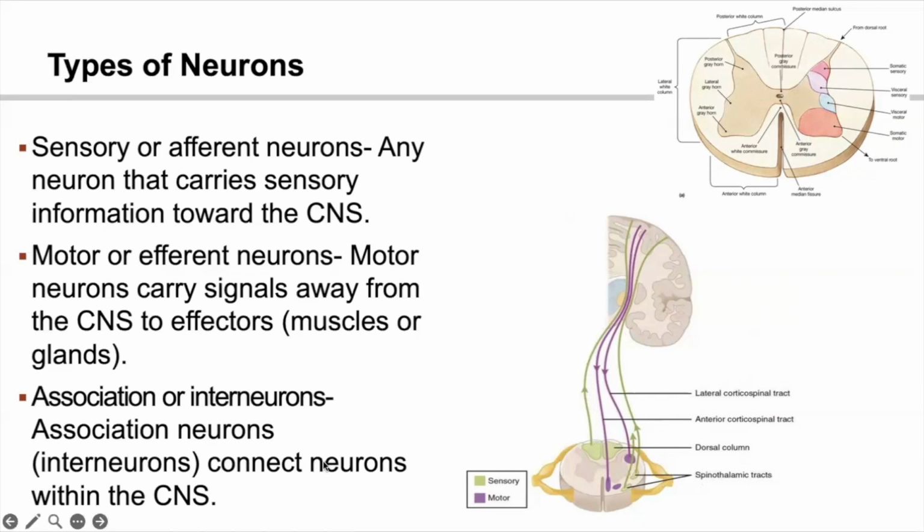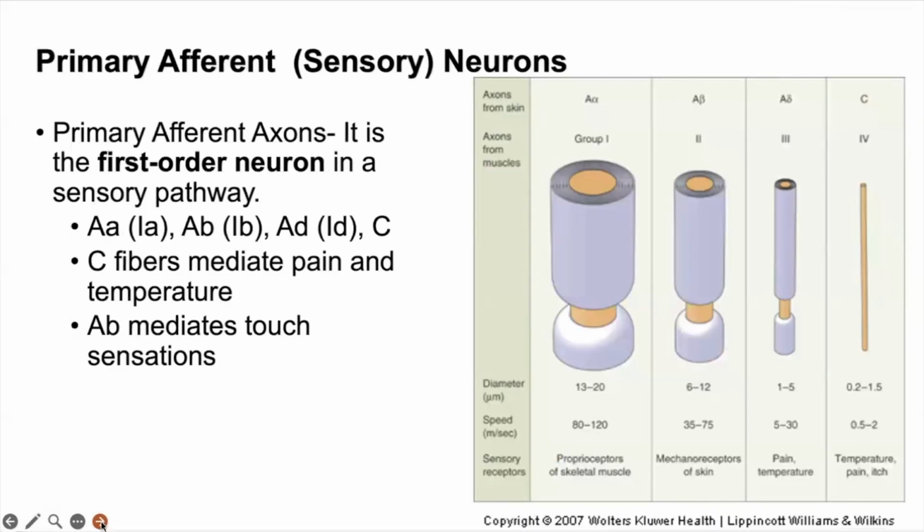Association neurons, or interneurons, are neurons that help in connecting neurons within the CNS. That is, maybe within the spinal cord or within the brain. The afferent or sensory neurons are of different types. We will do it very briefly, and they can be classified as A alpha, A beta, A delta, and C neurons. They are also called I1, IA, IB, and ID, and C fibers.